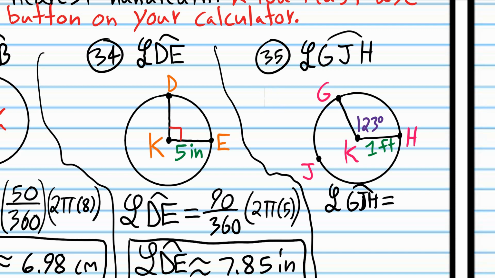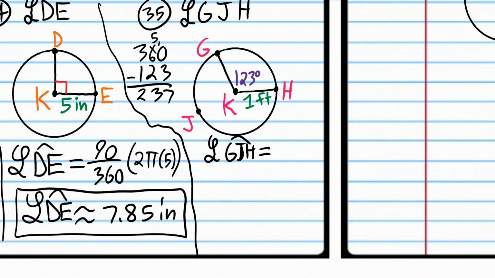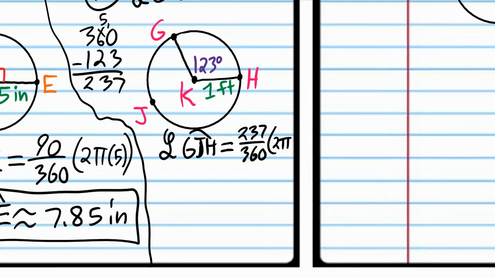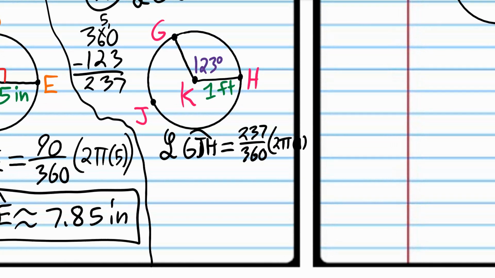360 minus 123. This is how we used to do it in arithmetic. And we get 237. So that's the actual central angle we're going to use. 237 over 360 times 2 times pi times the radius, which just happens to be 1. So let me move this over.